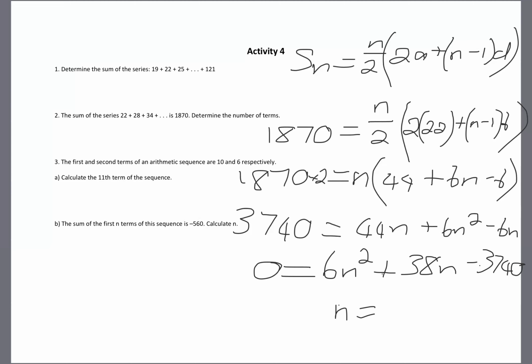I'm done. What did you get? N is equal to negative 22. No. N is equal to? Wait, ma'am, I made a mistake. Okay. It's positive 22. Yes, positive 22. Perfect.